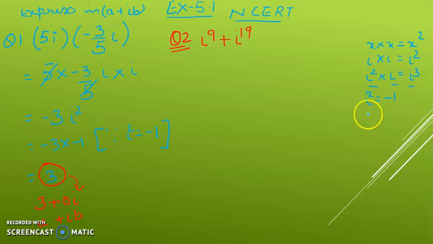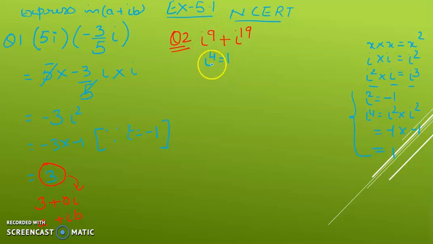So what do you mean by i to the power 4? i to the power 4 is equal to i square into i square, so minus 1 into minus 1 is equal to positive 1. This means this i to the power 9 I can express in terms of i to the power 4. So i to the power 4 is equal to 1. I have explained here: i square is equal to minus 1, so i to the power 4 is minus 1 into minus 1, which is equal to 1.